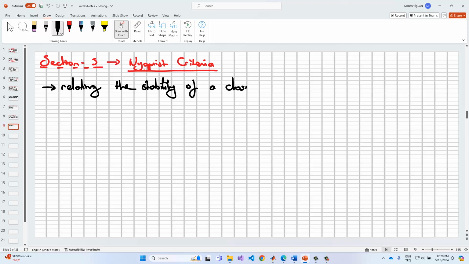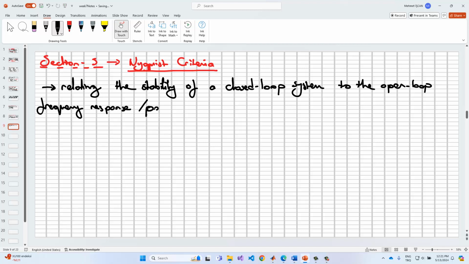But which one of them has a closed loop system? The open loop frequency response and pole location. So what's the meaning of this sentence? We talked about stability, about using the Nyquist criteria for the closed loop system, but based on just examining the open loop frequency response, just like the root locus techniques.